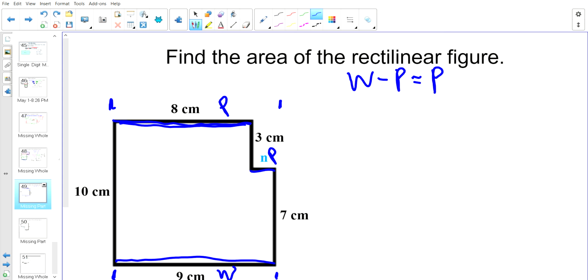Are you ready to check the length of side n? I'm sure that you did our whole 9 centimeters minus the part we know, 8, to equal n, our unknown side length. 9 minus 8 equals 1, so the length of side length n is 1 centimeter. Very good, third grade. Now that we know the length of every side of this rectilinear figure, we're ready to find the area of the rectilinear figure.